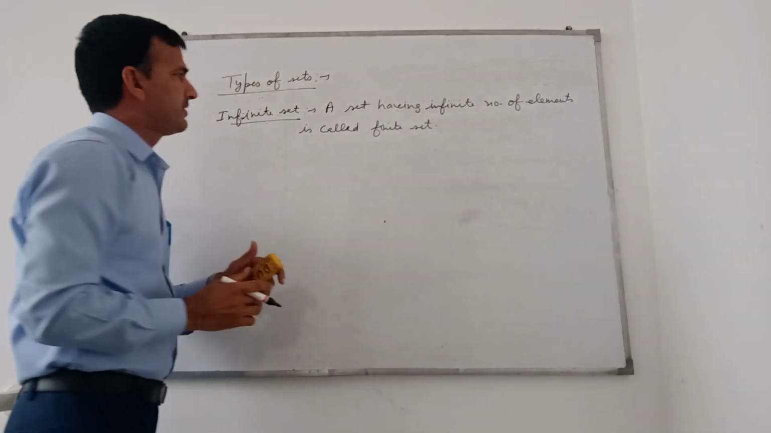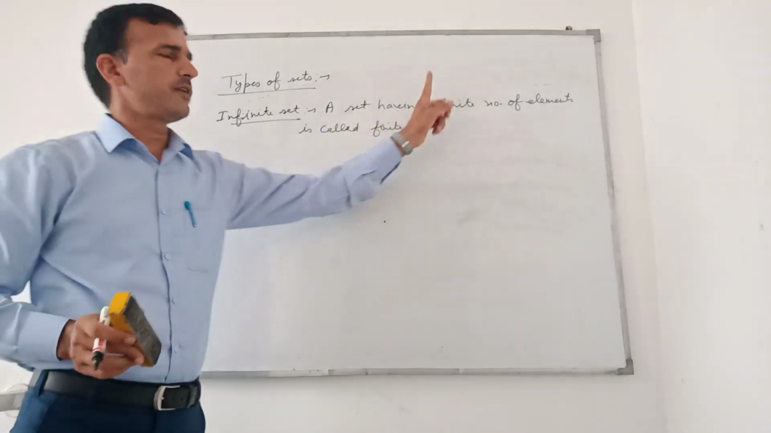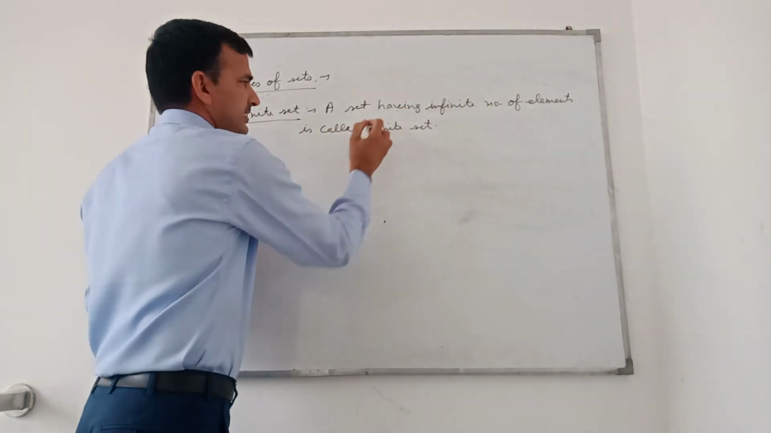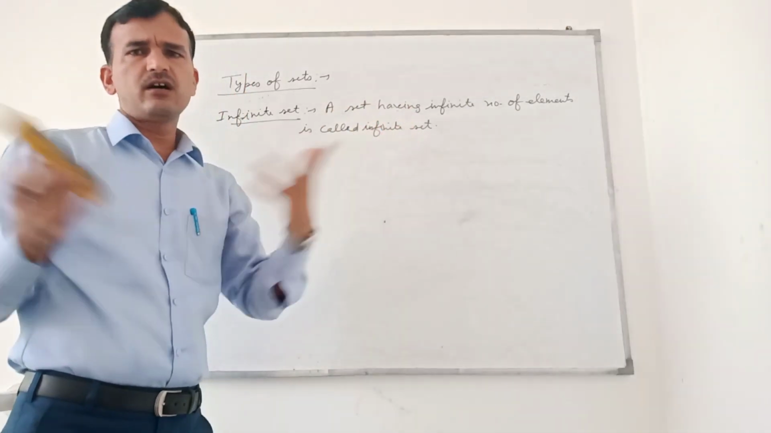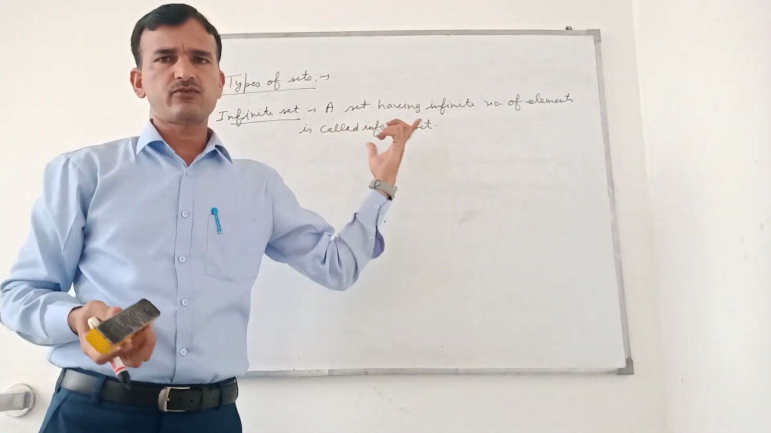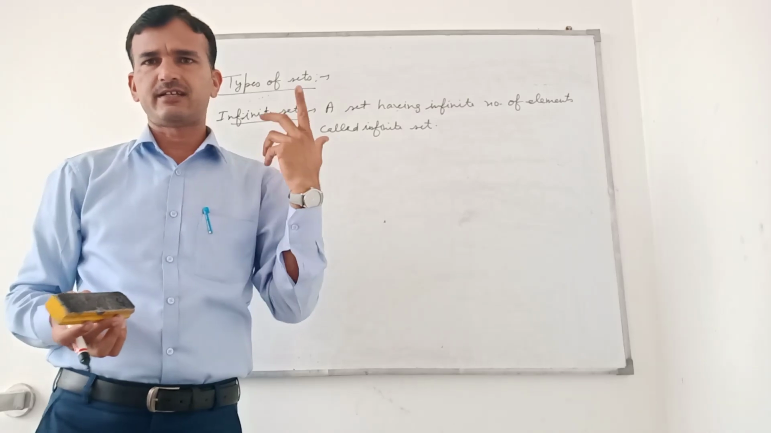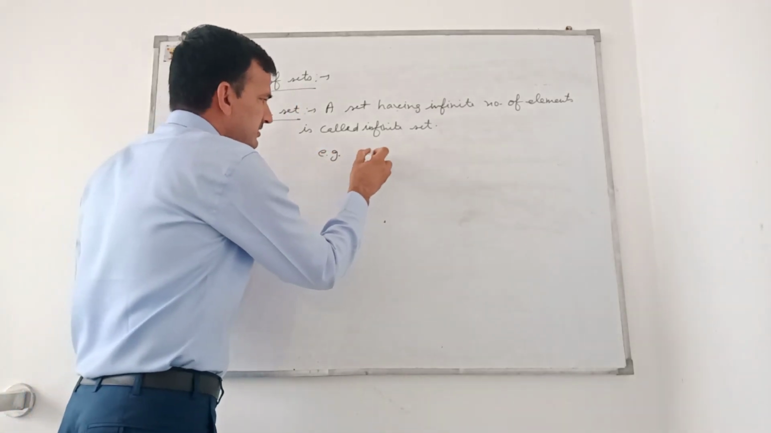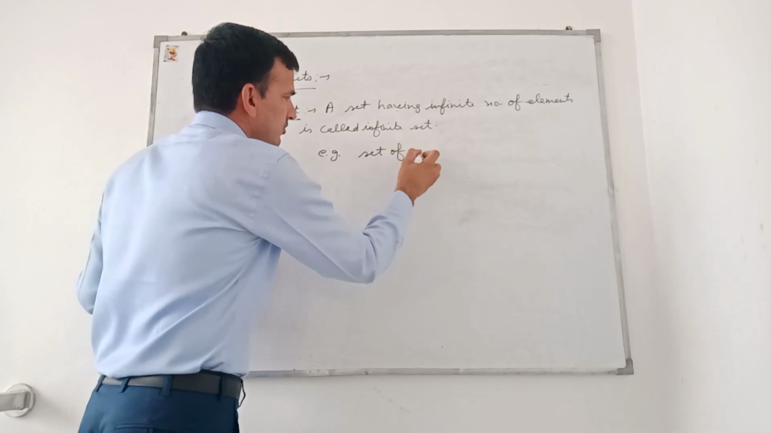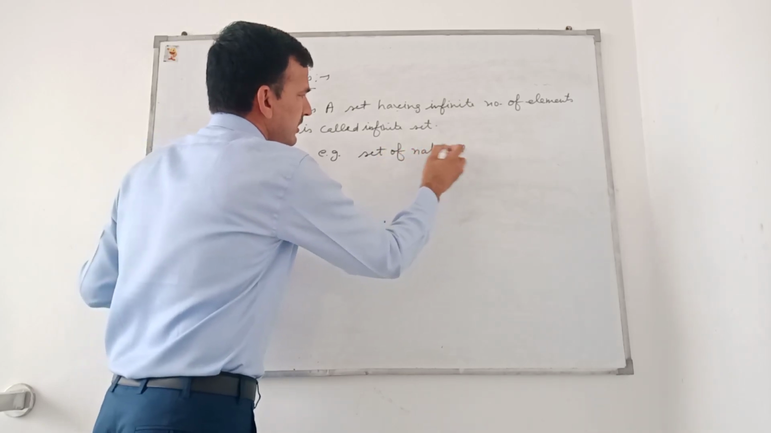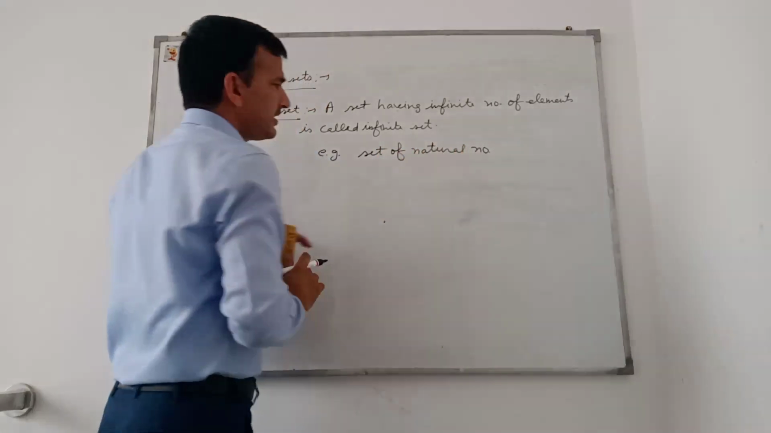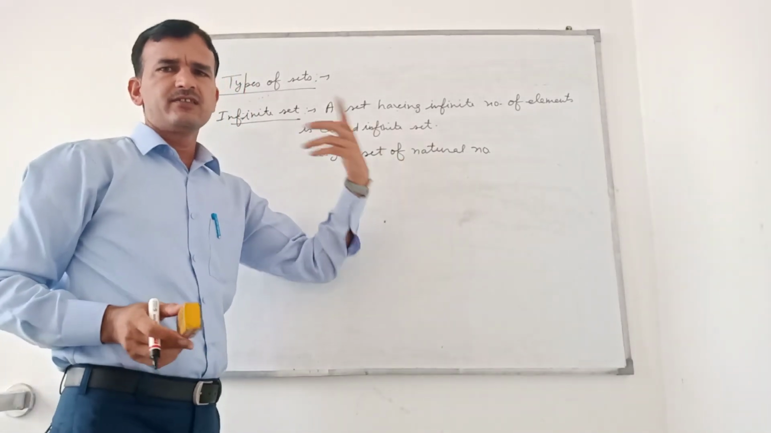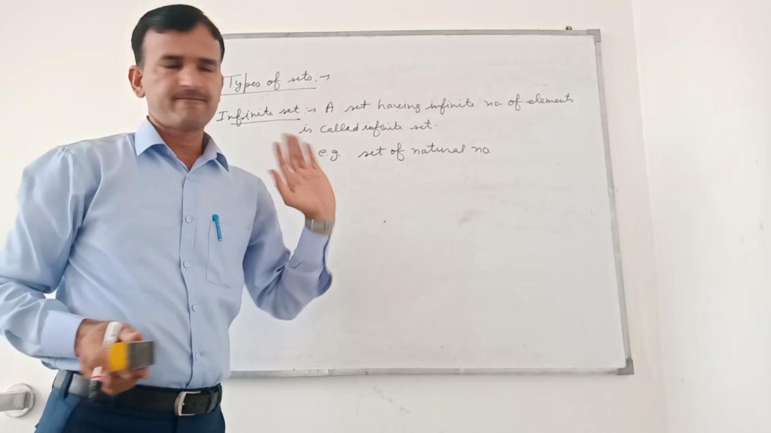A set having infinite number of elements is called an infinite set. जिस सेट का infinite uncountable numbers हैं उस सेट को हम infinite set बोलते हैं. For example, set of natural numbers. Set of natural numbers is an infinite set. Natural numbers are uncountable.